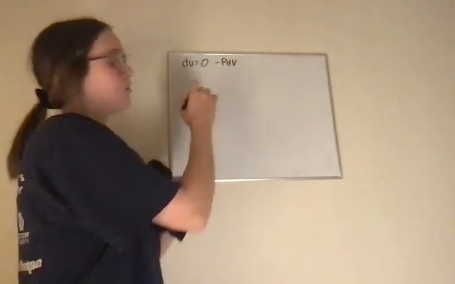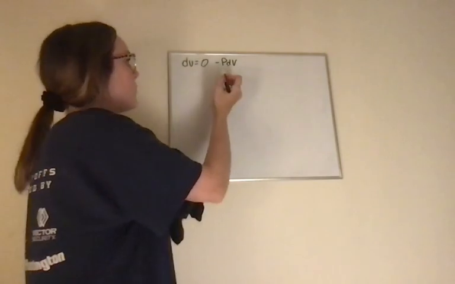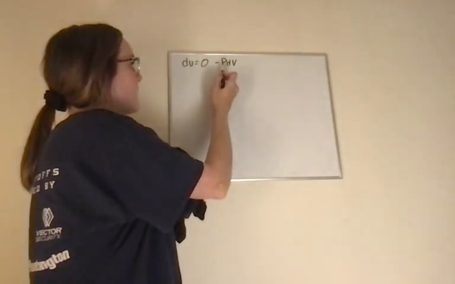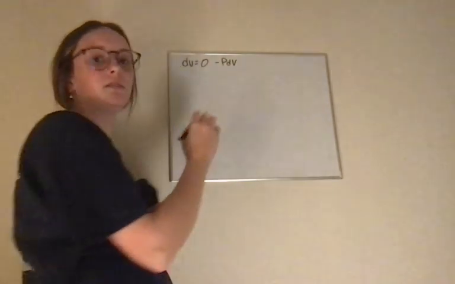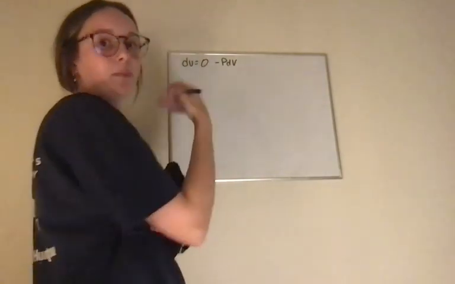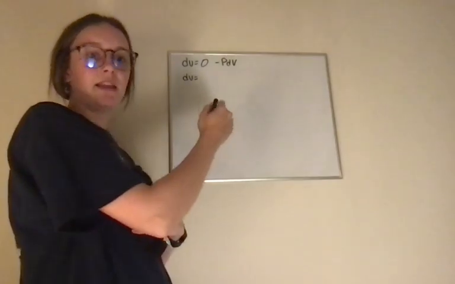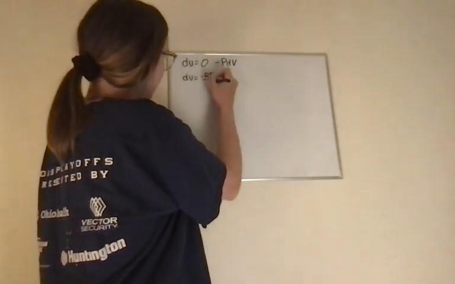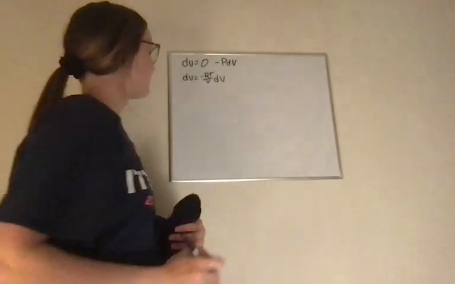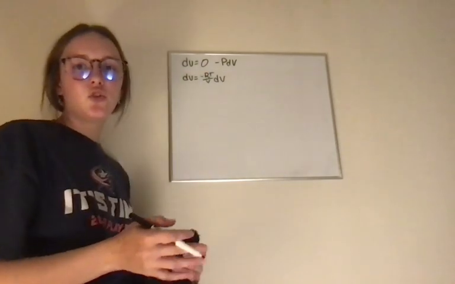And now we're going to do the same thing that we did before with rho, and we're going to use the ideal gas law to replace P with what we know it is from the ideal gas law. So that's going to be du is equal to negative RT over V dV.